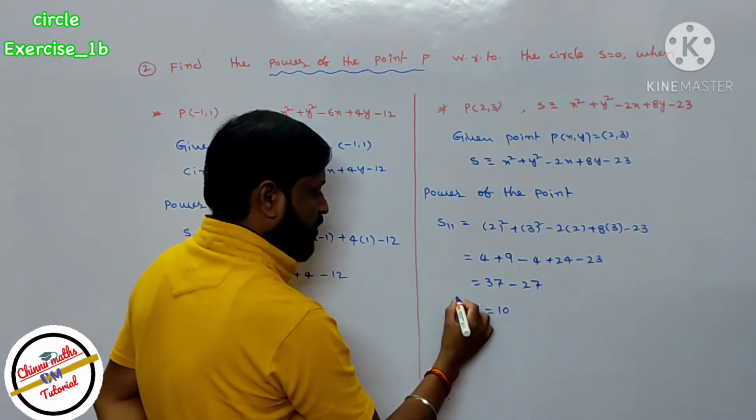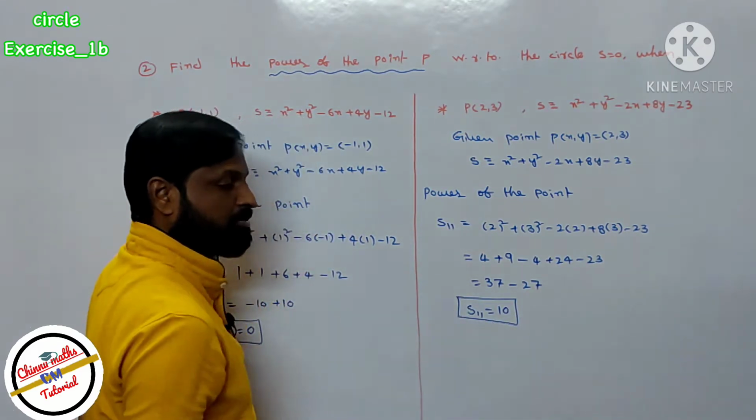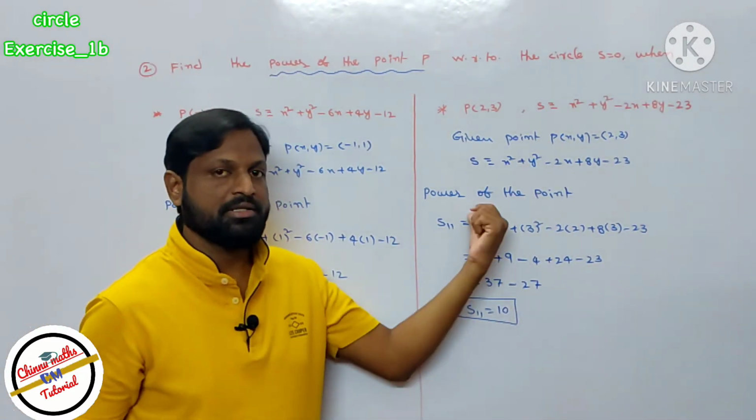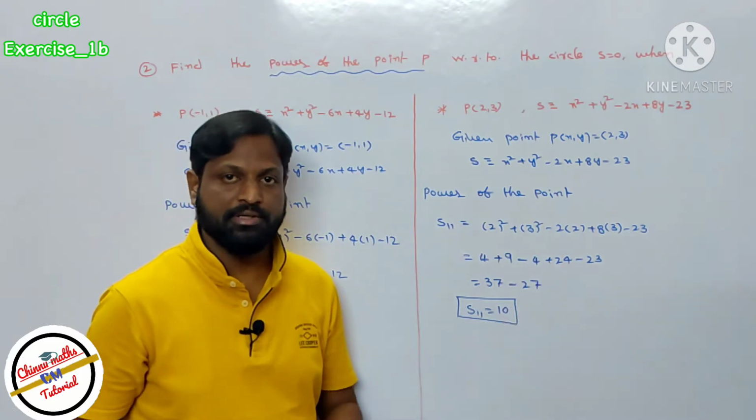What is the power of the point? Equal to 10. Is 10 a positive value or negative value? Positive value. S11 is greater than 0 means the point lies outside of the circle.